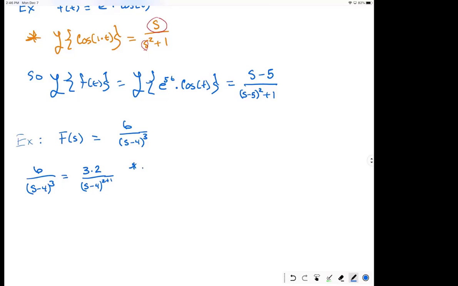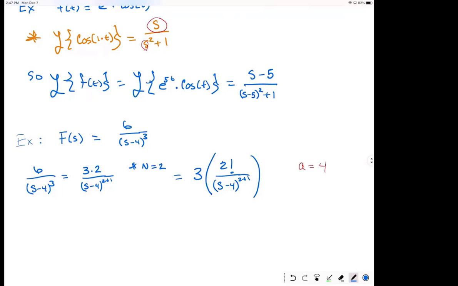And I made a little note to myself here. If on the table I look at n equals 2, then I have 3 times, so that's this 3 I pulled out front, times 2 factorial divided by s minus 4 raised to the 2 plus 1. That would be the same. And then I made a little note here that my a equals 4.